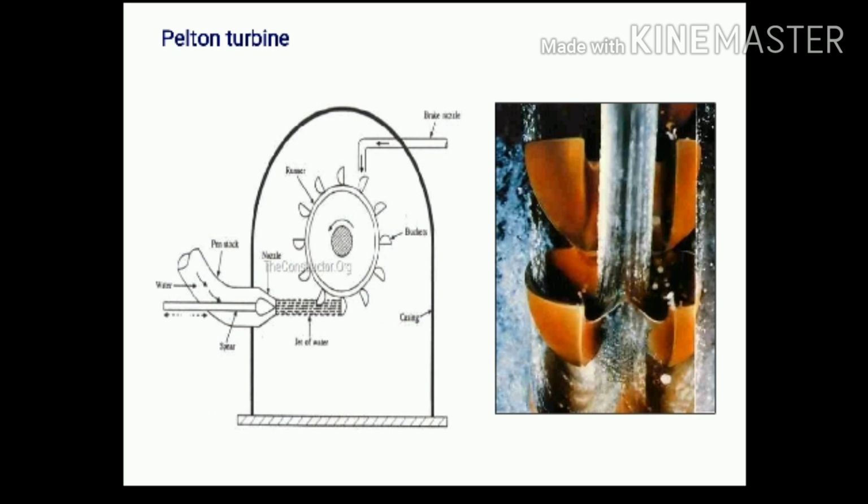So by just rotating that wheel, the spear can be reciprocated and the water going out of the nozzle can be easily controlled. Normally when the spear is moved in the forward direction into the nozzle, it reduces the nozzle exit area, hence the quantity of water flow striking the buckets is reduced. If the spear is moved backwards, it increases the flow rate of the water. The nozzle converts the potential energy of water into kinetic energy before the jet strikes the bucket.